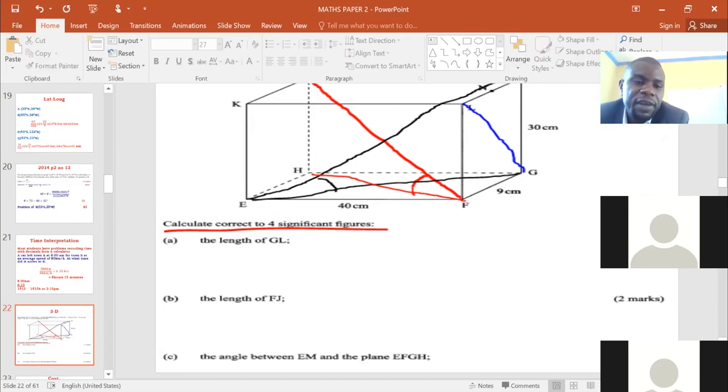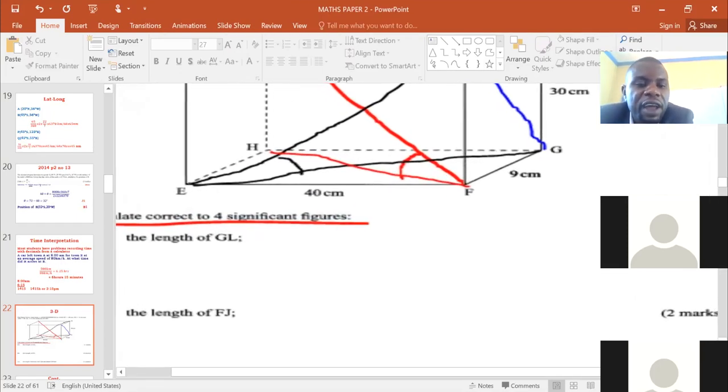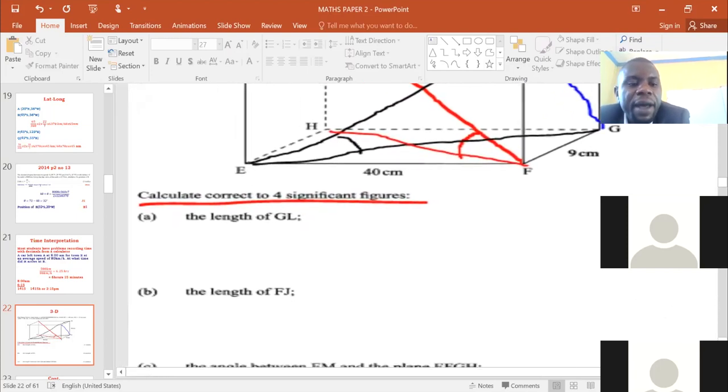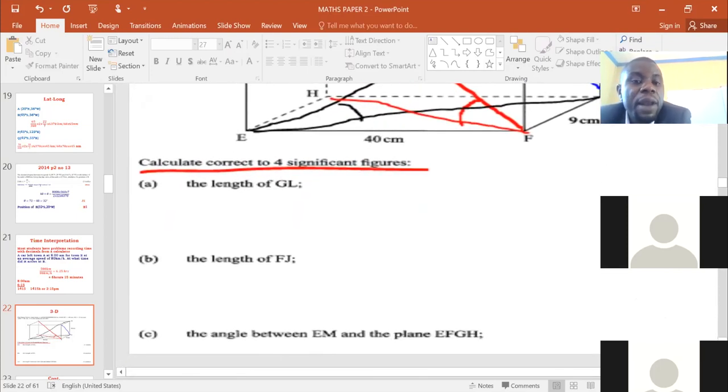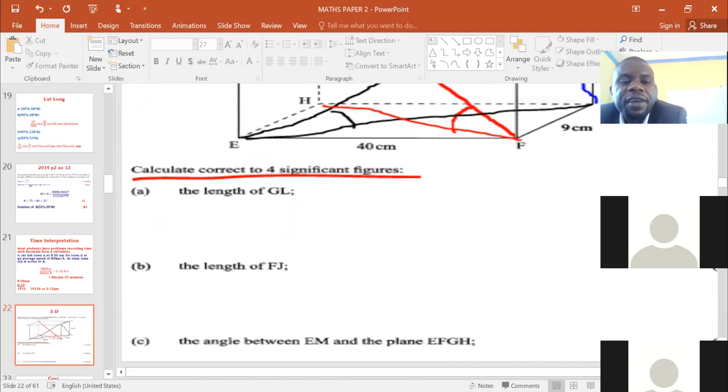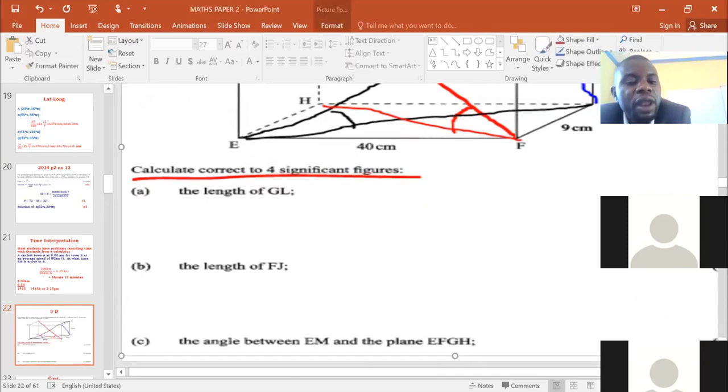Now, these days, if you look at that question, calculate correct to 4 significant figures, and then numbers A, B, and C are below. That means that the 4 significant figures up there should apply for all your working up to number C. It should not change. But of course, there are some situations where A will be 4 significant figures, B goes to maybe 1 decimal place, C goes to maybe 3 significant figures. You follow through the question.